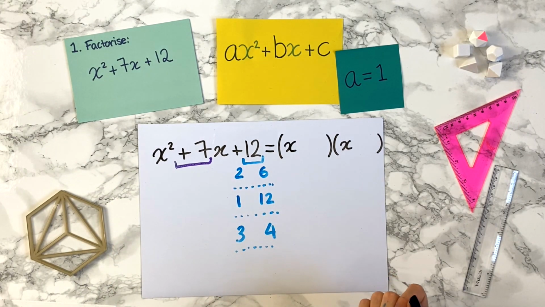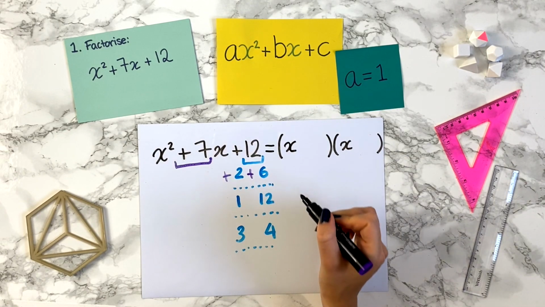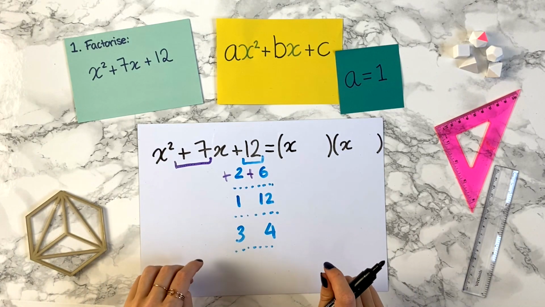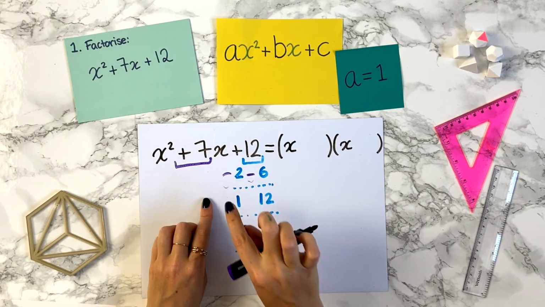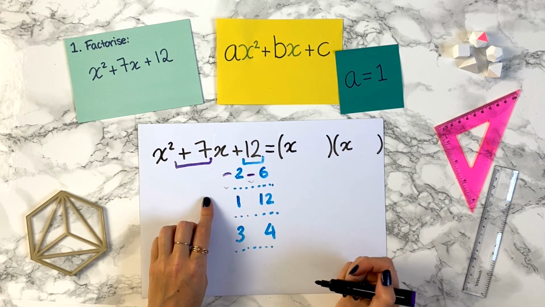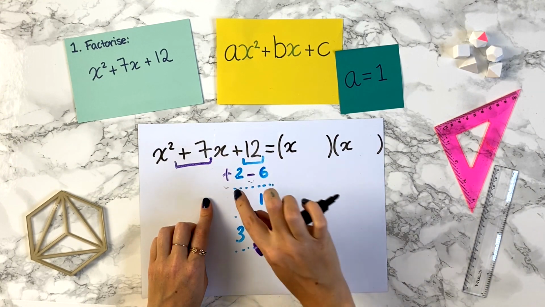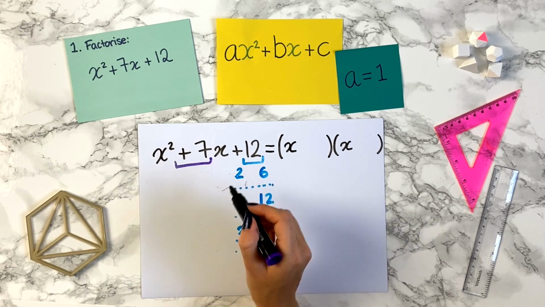And now the question is, can we combine any of these pairs of numbers to make plus 7 by adding or subtracting? So for instance, is plus 2 plus 6 plus 7? No, it's not. Plus 2 plus 6 is plus 8, which is not what we want. Minus 2 plus 6, that's going to be 4, not what we want. Minus 2 minus 6, that's minus 8, not what we want. And I think the final combination we haven't done is plus 2 and minus 6. Minus 4, not what we want. So this is not the pair that we want.